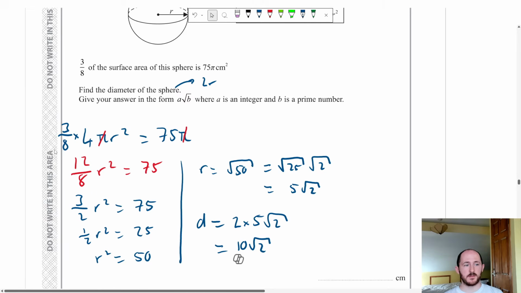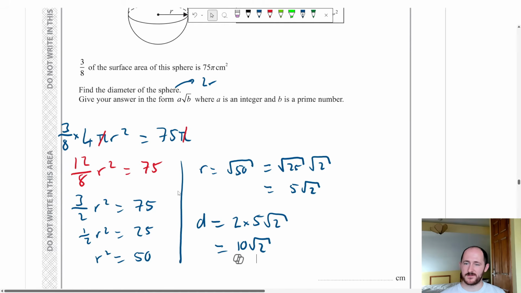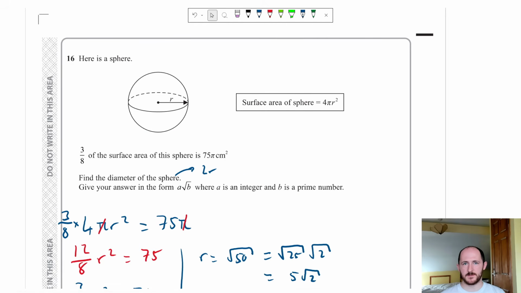A common mistake is putting the 3/8 on the other side, so putting it where the 75 is instead of putting it on the side where there's 4 pi r squared. And yeah, again, it's just forming the equation. A lot of students get stuck on the very first part. That's 4 marks, and I think that is fairly decent in terms of a question.